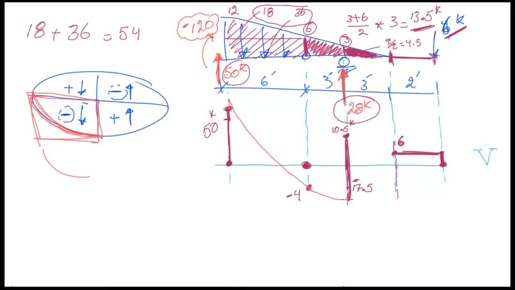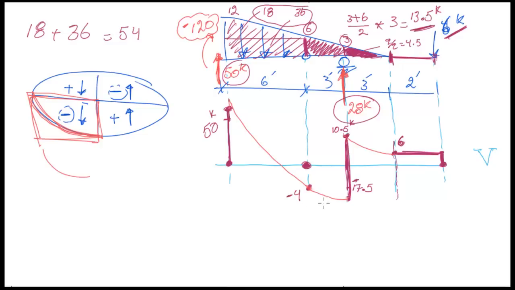Okay, then it jumps straight up because of the 28. And again, it's negative and decreasing, so it goes like this. Now we have the shear diagram. The tricky part now is finding the moment diagram.